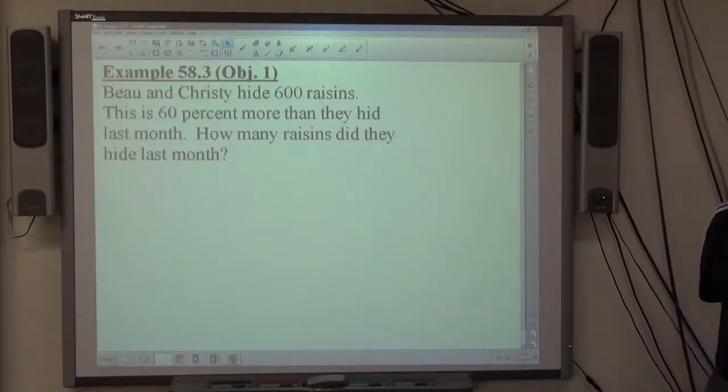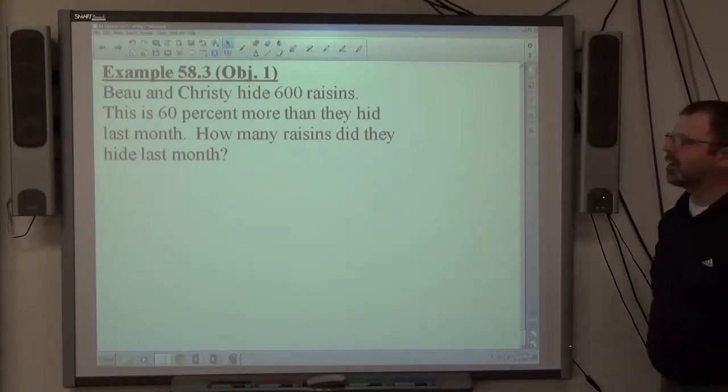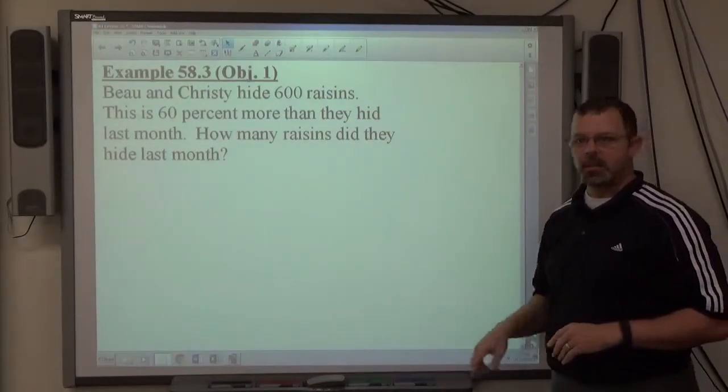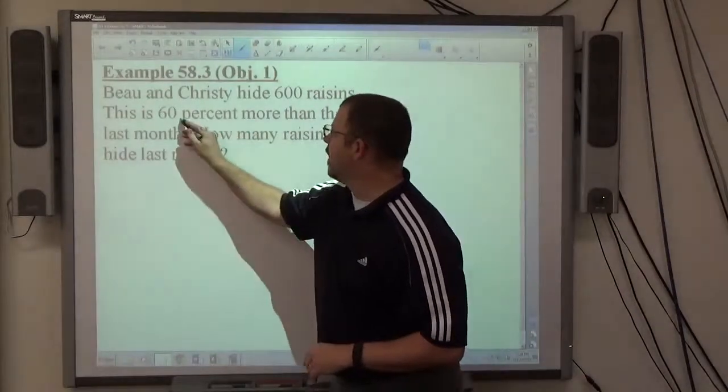Bo and Christy hide 600 raisins. This is 60% more than they had last month. How many raisins did they have last month? It sounds very similar to the last two problems, right? Sure. The difference: here's the word percent. What follows the word percent?